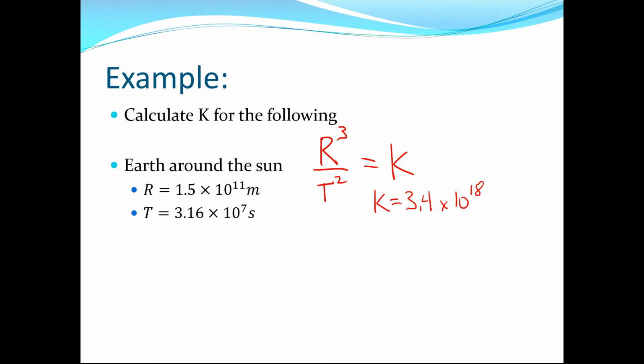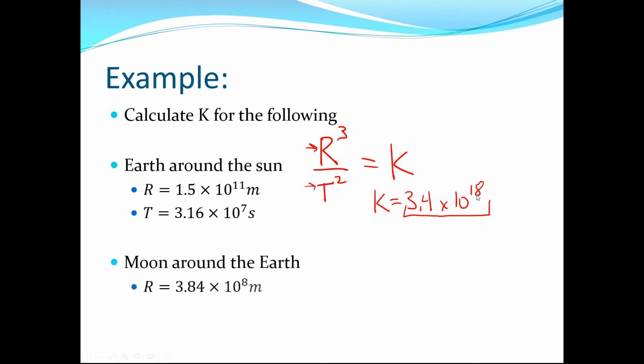Now, if dealing with any other body in the solar system, we can use this for the Kepler's constant, and we can use the radius of the object in question and its period of revolution, or vice versa, to calculate the other quantity. Now, for the moon around the Earth, you can do the exact same calculation. We'll just change some numbers. So the moon around the Earth will have the following radius and the following rotation in seconds.